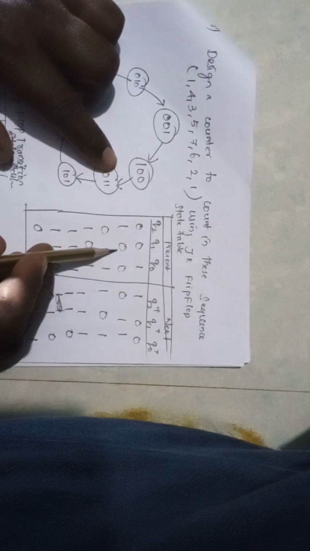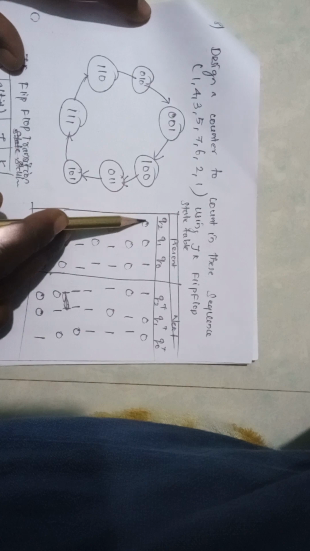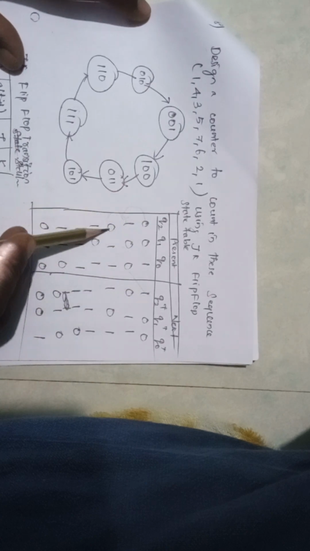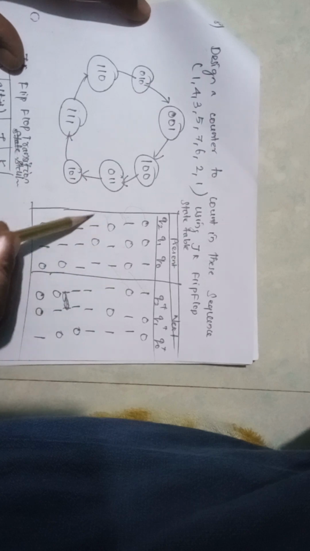Design a counter to count in this sequence. They may ask the sequence in a different way. So in this sequence, we must write the initial sequence. It starts from 001, next is 100, next is 011, next is 101, next is 111, next is 110, next is 010. So in this sequence we have to proceed. For 001, next state is 100. For 100, next state is 011. This is the next state, so it will move here. Like that you will fill it.